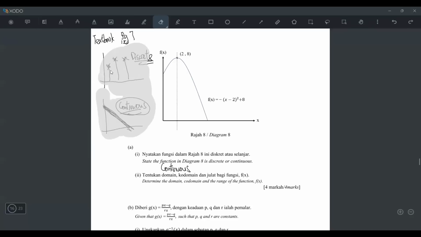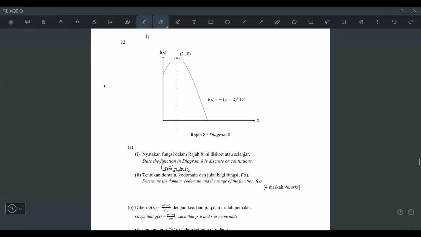I'll erase this because I need space to do the next question. Now we can finally go to the next question. And one more thing, for the continuous function, it doesn't necessarily have to be a straight line. It can be a curve like this also. As long as the points are connected, then we say it's continuous. If it's not connected, then it's called discrete.